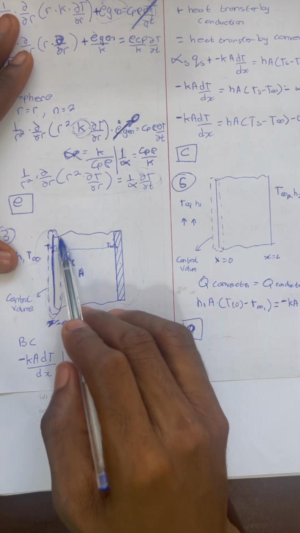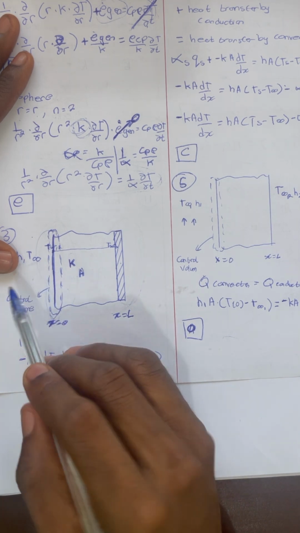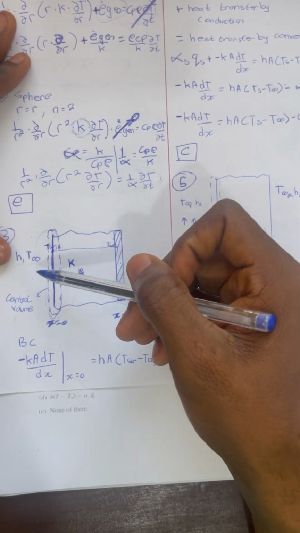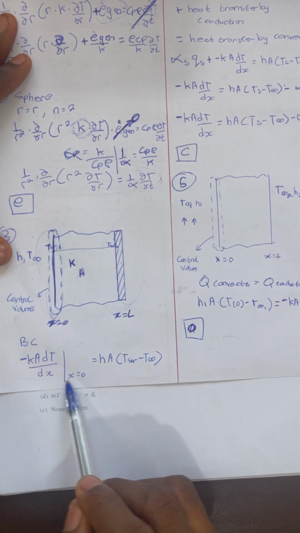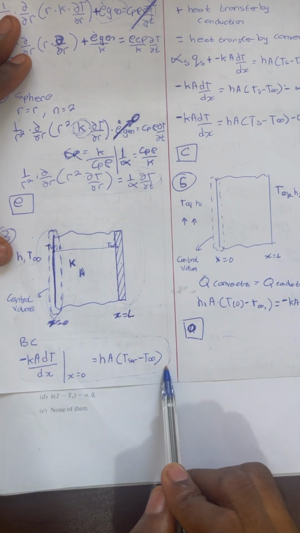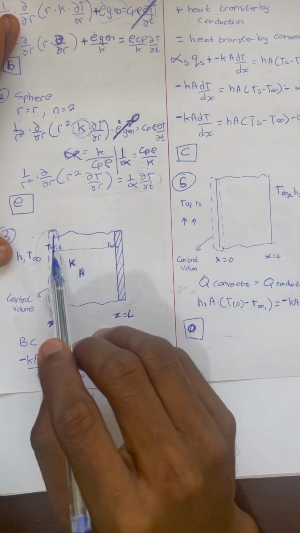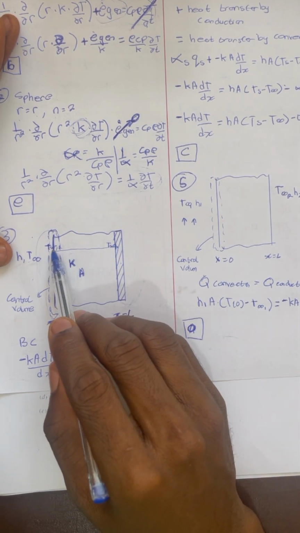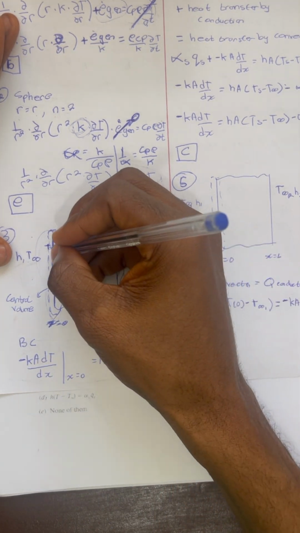So taking this part, heat transferred by conduction is equal to heat transferred by convection. So that's what we've written over here. Because here is insulated, there is no temperature difference between this part of the material and this part of the material. So T surface over here is equal to T surface over here. So there will be no gradient.